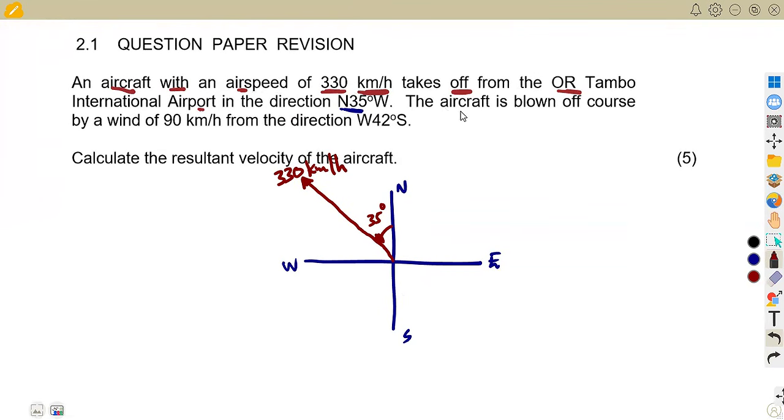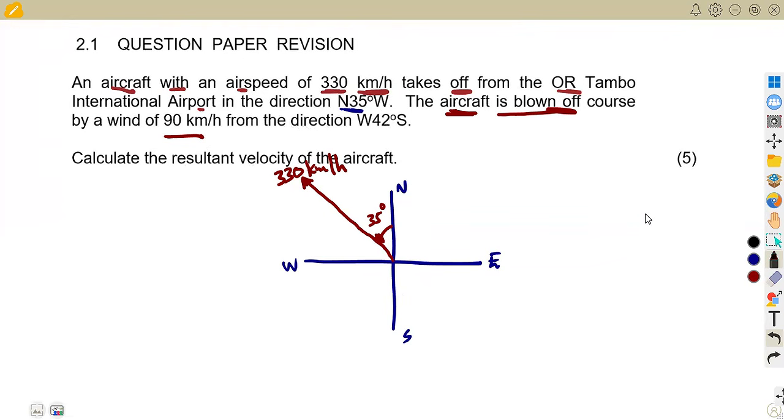All right. The aircraft is blown off. It takes off, it is on its own, moving at its own speed. Now it is blown off by a wind at 90 kilometers per hour. Where is the wind coming from? From the west, 42 degrees where? To the south.